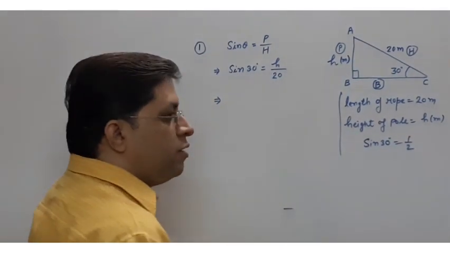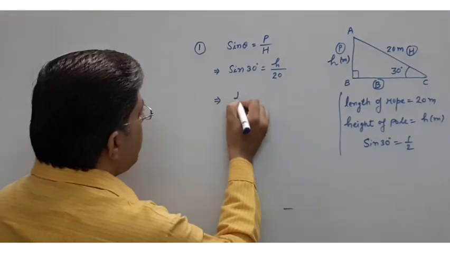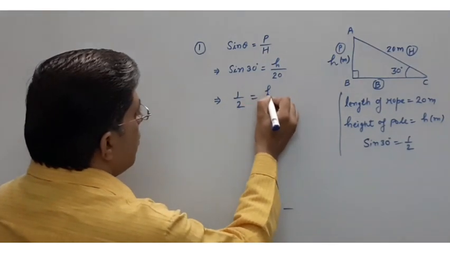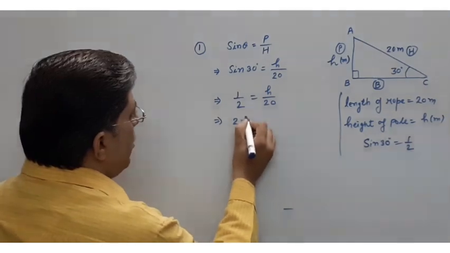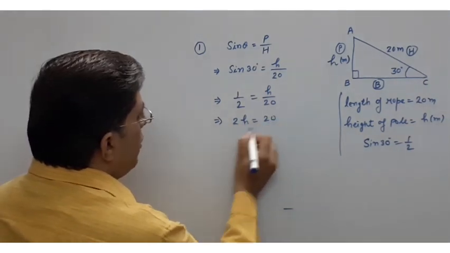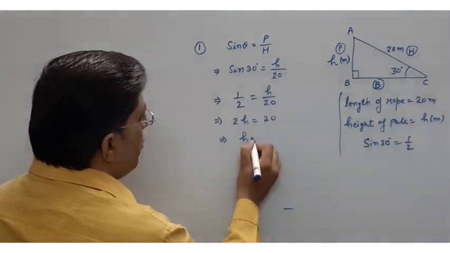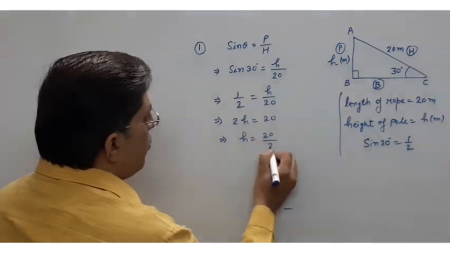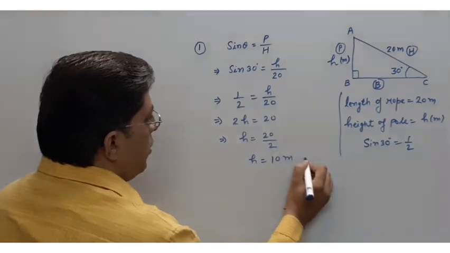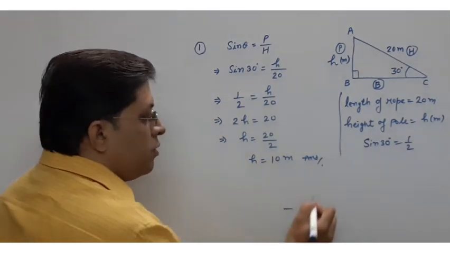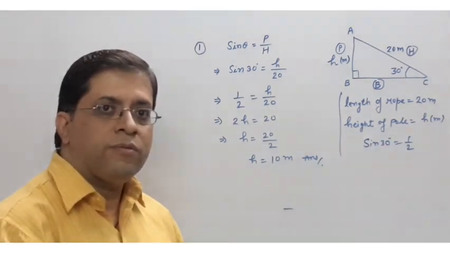Now I am putting this 1 by 2 here: h upon 20, so 2h is equal to 20. What will be h? Just see, 20 upon 2. This will be 10 meters, and this is your answer.